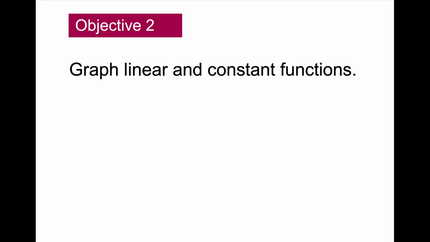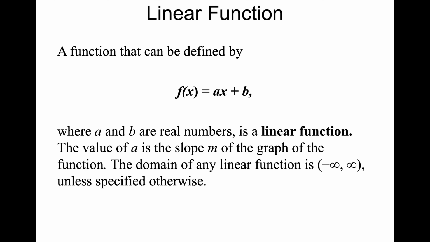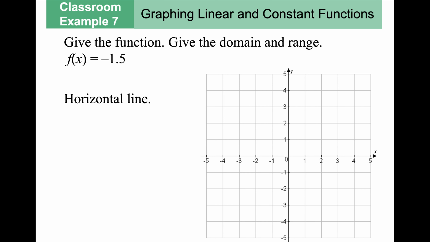Now if I want to graph linear and constant functions, a function is defined as f of x instead of y. So instead of y equals, I'm saying f of x equals, and that means, hey, this is a function. So it's just kind of a flag that's put up to say, hey, we have a function right here. So if I want to graph f of x equals -1.5, that's going to be a horizontal line at -1.5, the same as y equals -1.5 would be a horizontal line.